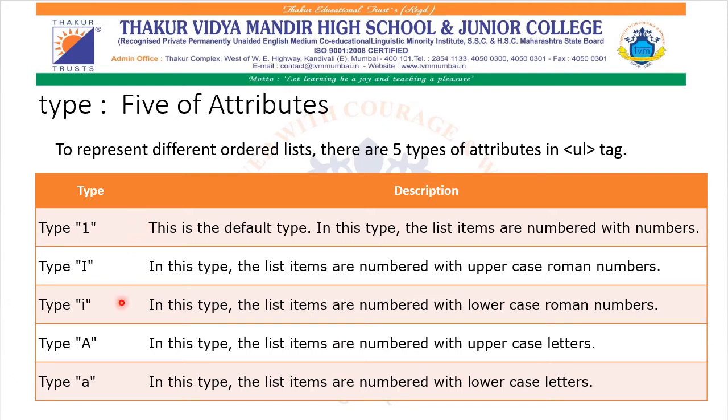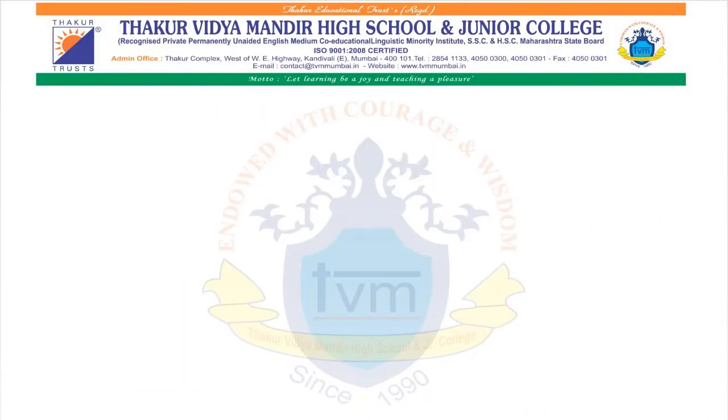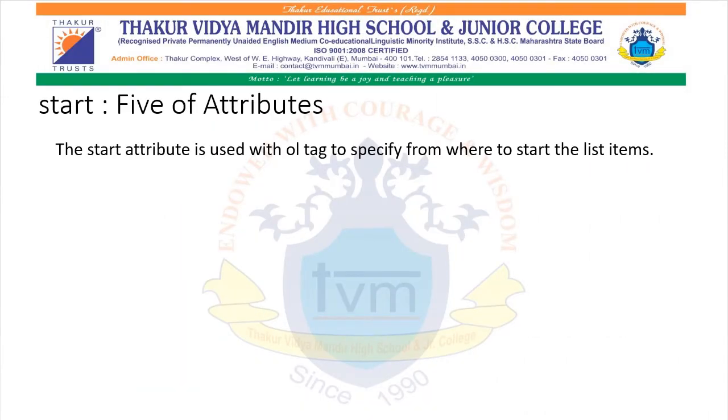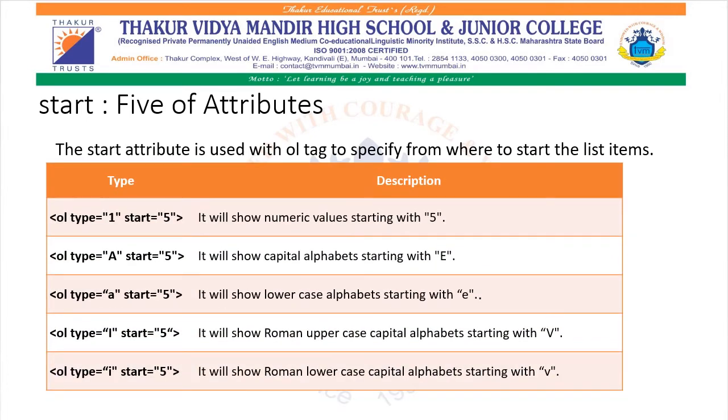Now let us see the start attribute. The start attribute comes in 5 categories. The first one is open OL tag, type equals to 1, start equals to 5. It will show the numerical value starting with number 5. That means when the list is presented on the web page, the sequence will start with the number 5.